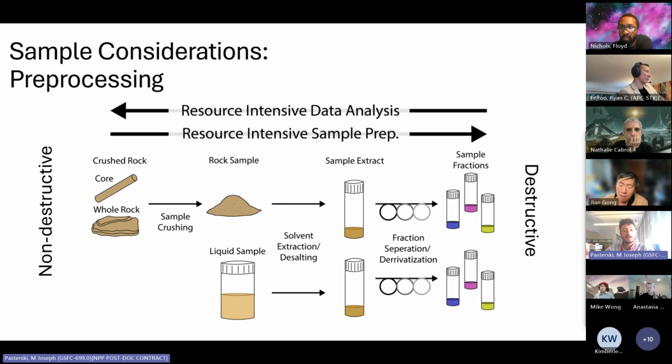On the other side, if I take that rock and crush it and extract all the potential organics out of it, and then separate those organics into different fractions like apolar or polar, I can then analyze each one of those fractions in a different instrument and get a better handle on each specific type of potentially organic compound that's in that sample. But there is a lot of pre-processing that goes into that, which is really difficult to do on other planetary bodies.